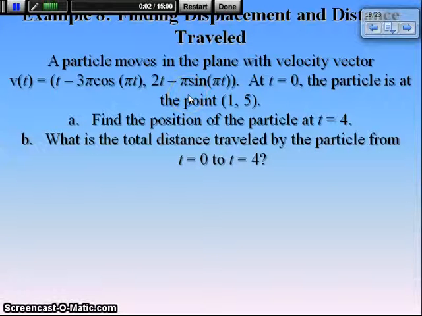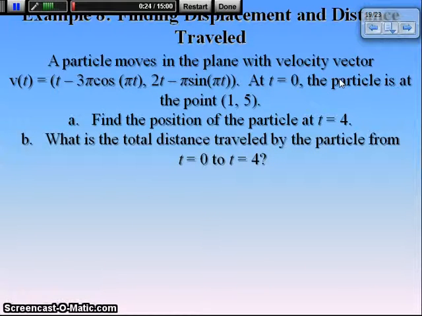All right, example 8. Finding displacement and distance traveled. A particle moves in a plane with a velocity vector given by what you see there. At t equals 0, the particle is at the point (1, 5). Find the position of the particle at t equals 4. What is the total distance traveled by the particle from t equals 0 to t equals 4?